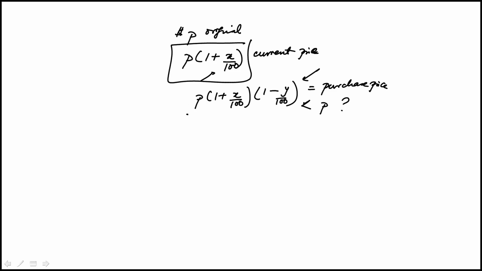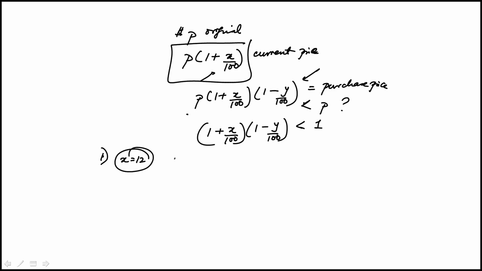And so you'll notice the P is the same positive number. So really this question boils down to, the product of these two quantities, is that less than 1? Meaning, are we ending up with a lower value or not? So I'll start with statement 1, which says X is 12 and Y is less than 12.